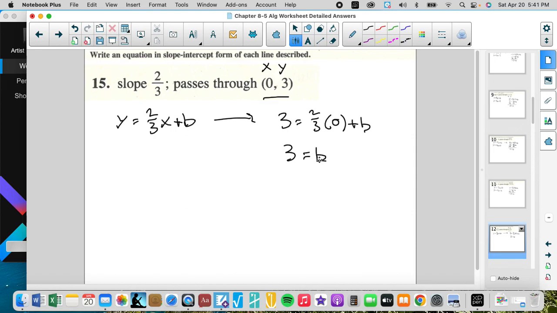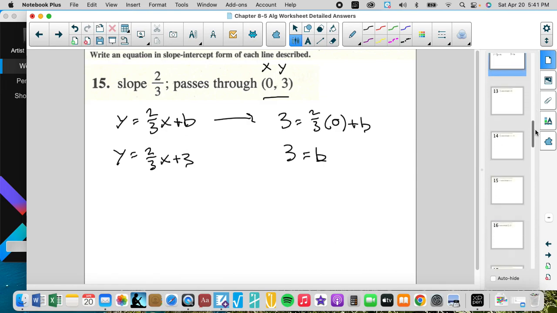Oh, b, it's the y-intercept. Well, yes, of course this is the y-intercept, because what do we know about all y-intercepts? It has an x value of 0. So we kind of didn't need to do any work there. It was really provided to us when they told us the point was 0, 3. So that's a little tricky problem there.